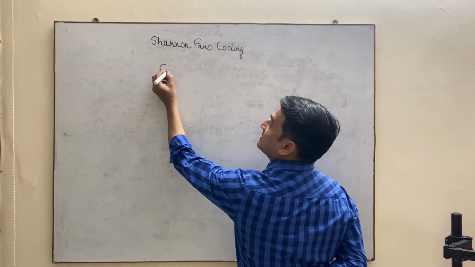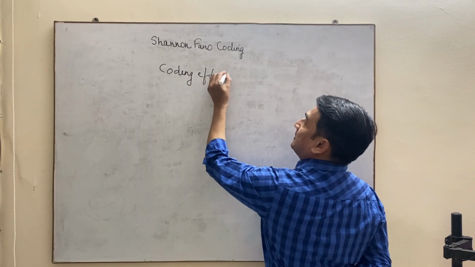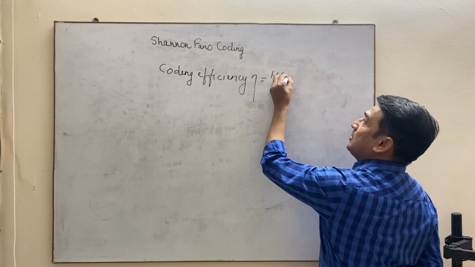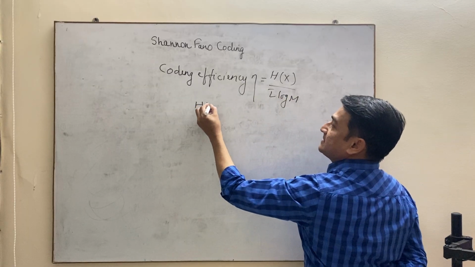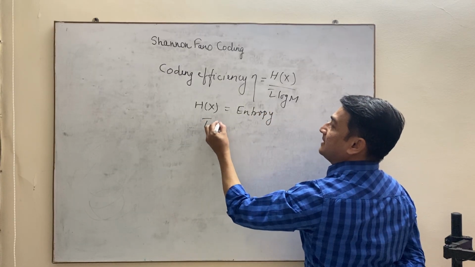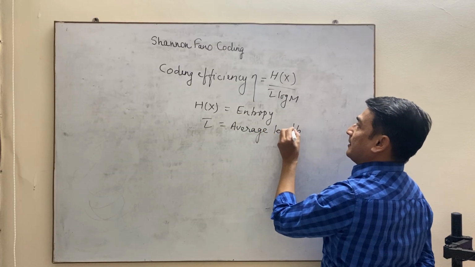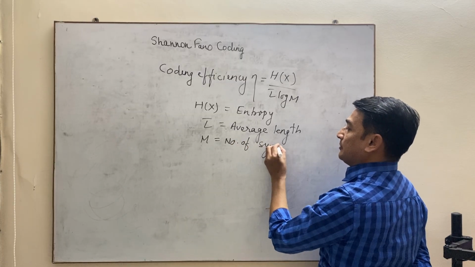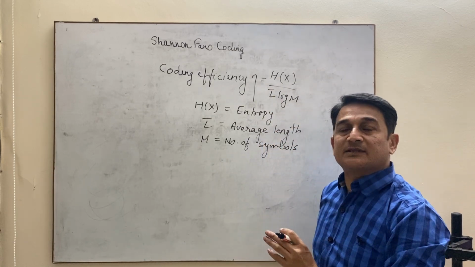The formula for coding efficiency, denoted by eta, is equal to Hx upon L bar log m, where Hx is the entropy, L bar is the average length, and m is the number of symbols which we are going to use for the coding purpose. So this formula is the same for both the methods, Shannon Fano and Huffman.